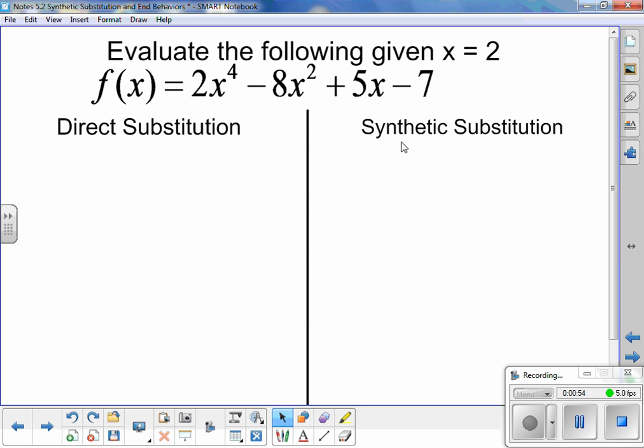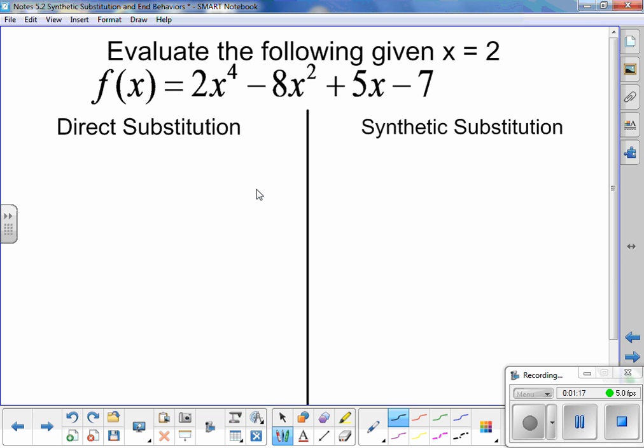So I'm going to show you guys the two different ways to do this. You have an input of 2. You're going to plug it into your function, which is a polynomial function to the 4th power, so it's a quartic. Direct substitution is the one that you already know. That's the one where you take the 2, you put it inside of each of the x's, and then you evaluate. So let's go ahead and do that one.